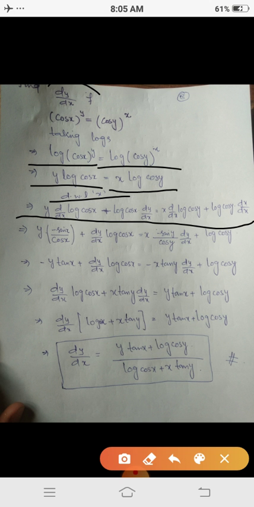Now differentiation of log cos x is 1 upon cos x into minus sin x, whereas differentiation of log cos y is minus sin y upon cos y into dy by dx, because at the end we have to differentiate the angle, plus log cos y. It is simply minus y tan x plus dy by dx of log cos x minus x tan y dy by dx and log cos y.